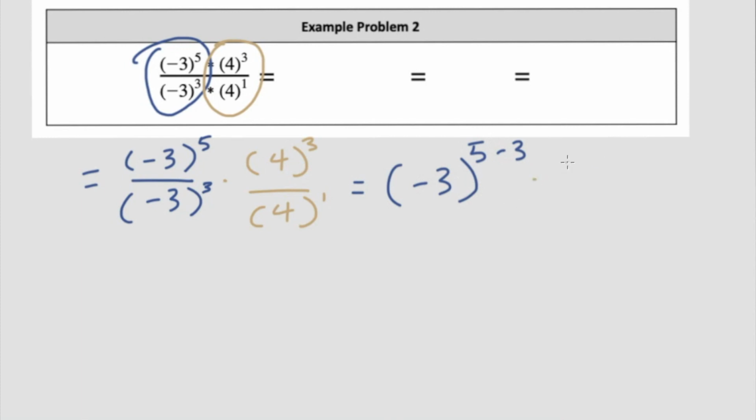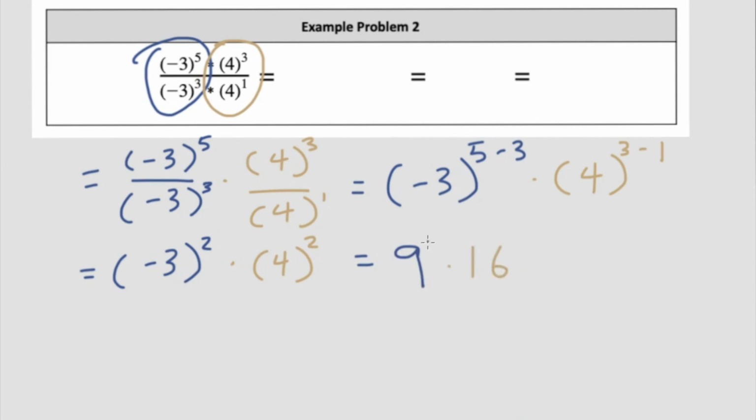We subtract 5 minus 3 as the exponent of minus 3 and 3 minus 1 as the exponent of 4. After I do that, what I'm next going to do is subtract 5 minus 3 to get minus 3 to the power of 2 times 4 to the power of 2 as well, because that's 3 minus 1. Finally, I'm going to multiply that out. Minus 3 to the power of 2 is minus 3 times minus 3, that's 9.